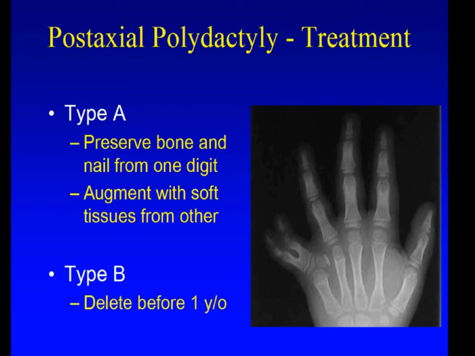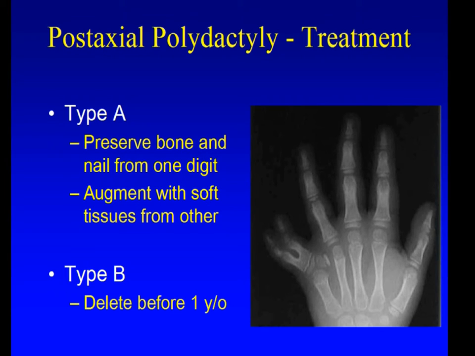So in terms of treatment, type A is reconstructed just like the thumb. You want to make sure that you preserve bone and nail from one digit and augment it with the soft tissue structures, just like you do in a thumb polydactyly. The type B, you primarily try to treat before they're 1 year old. You can do it obviously later than that if you need to.